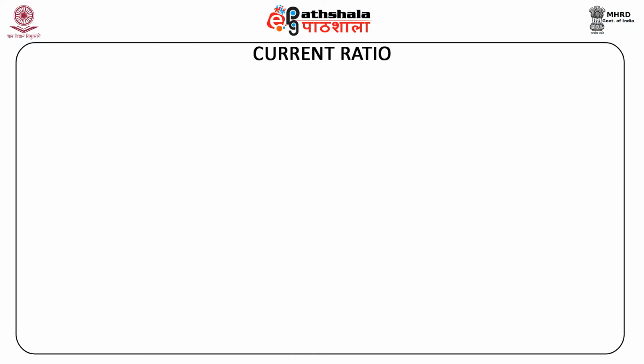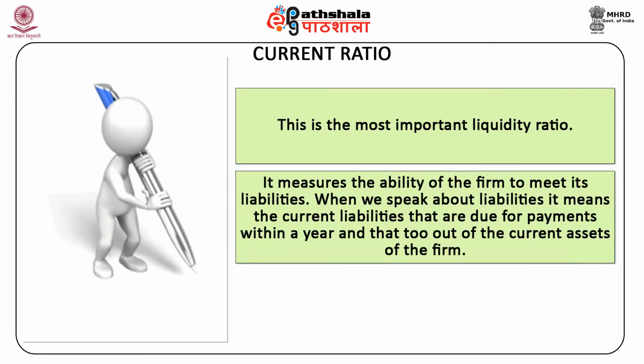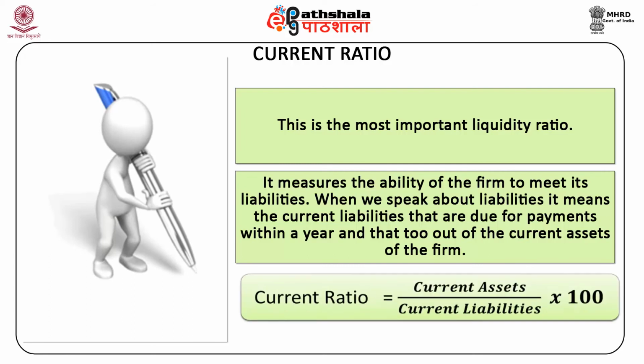Current ratio. This is the most important liquidity ratio. It measures the ability of the firm to meet its short-term liabilities. When we speak about liabilities, it means the current liabilities that are due for payment within a year, and that too out of the current assets of the firm. This ratio is given as under. Current ratio is equal to current assets divided by current liabilities.